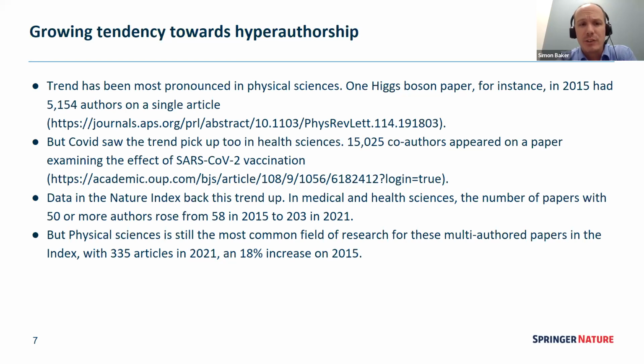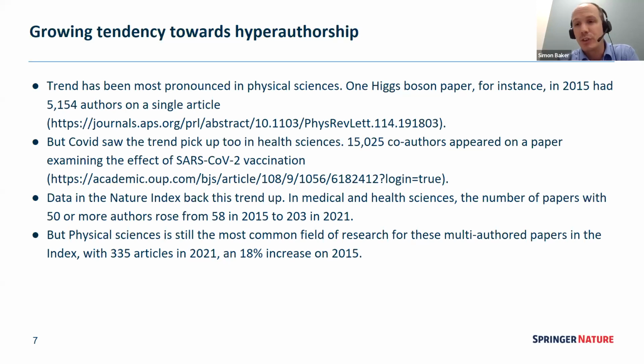There was a COVID paper, for instance, with more than 15,000 authors on it. And data in the Nature Index sort of backed this up. In medical and health sciences, the number of papers with 50 or more authors rose from about 58 to 203 in 2021. But still, physical science is the most common discipline where this happens.